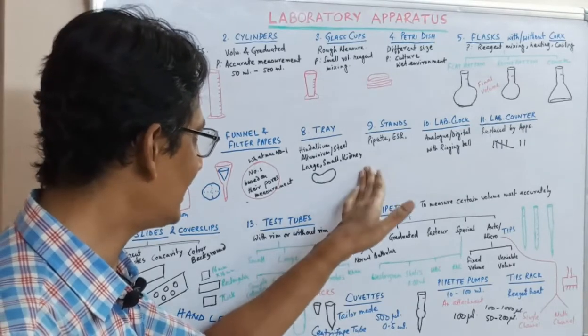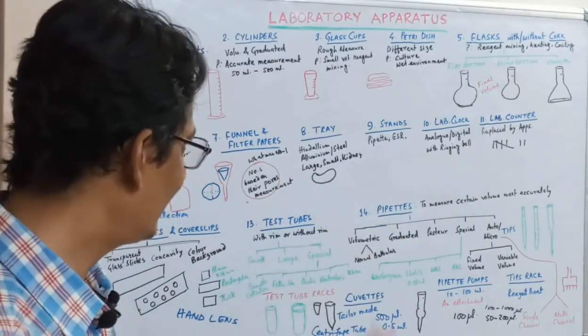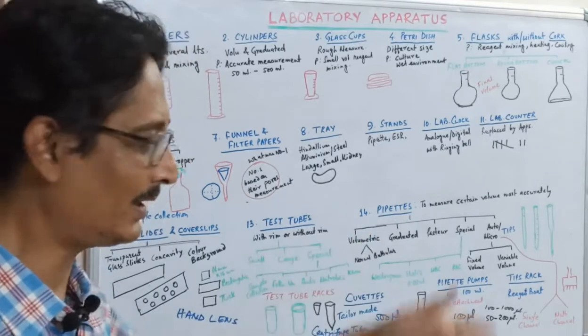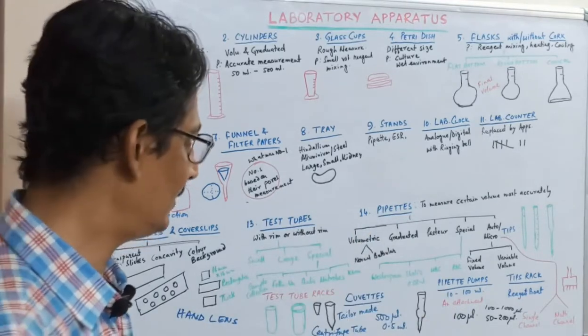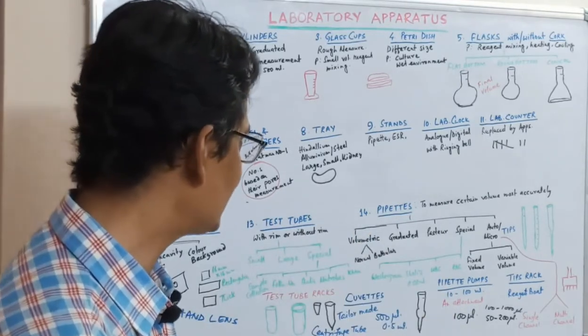The special type of tray is the kidney tray, that is a bean shaped tray. It is mostly used in the wards, medical wards and surgical wards.